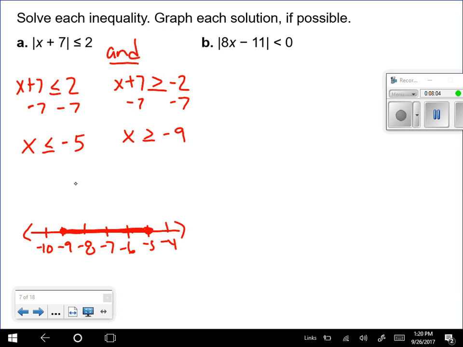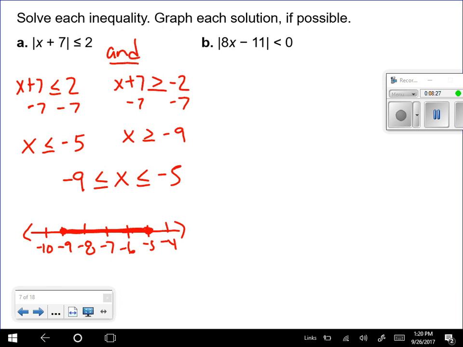So I could also rewrite this. We like to put the smaller number first. So negative 9 is less than or equal to x, which is less than or equal to negative 5. Notice here you can see them going in the same direction, which is why we like to write the smaller number first.